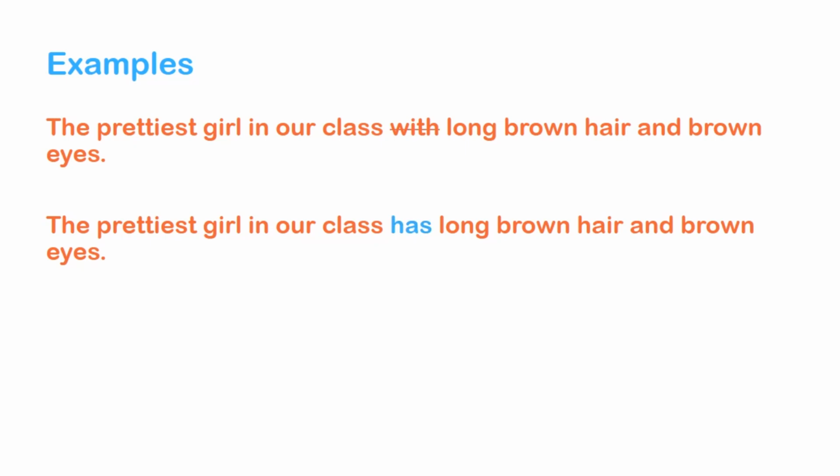Here you can see that I have already crossed one word and also I have highlighted another word. In the first sentence, the prettiest girl in our class with long brown hair and brown eyes.